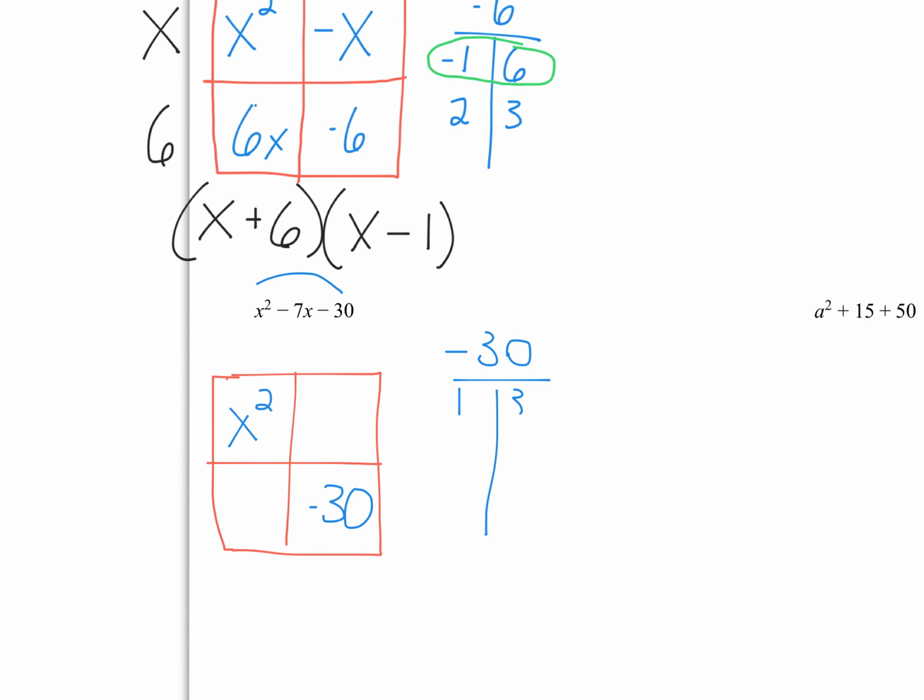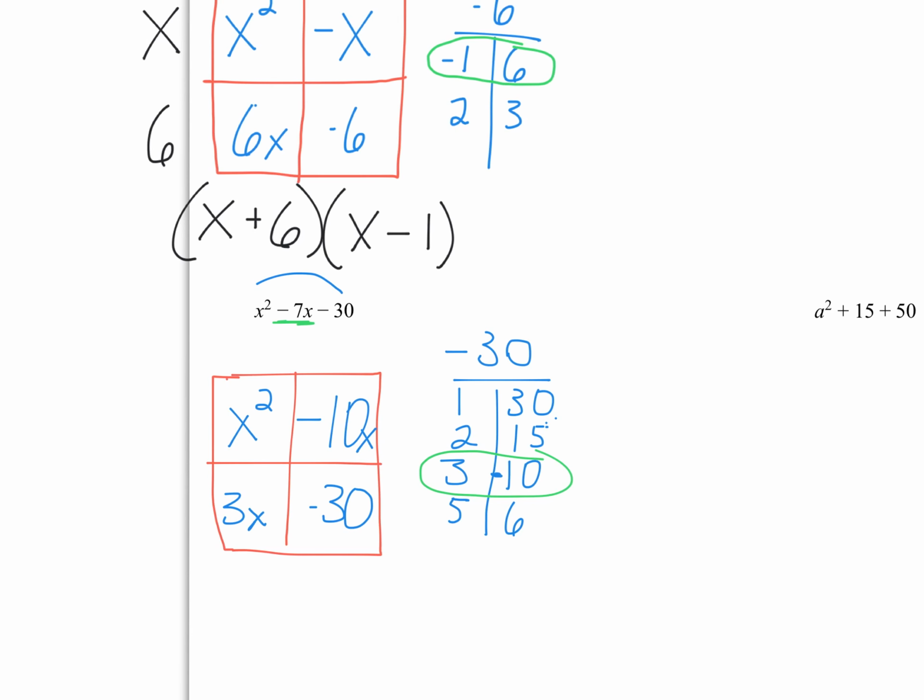We got 1 and 30, 2 and 15, 3 works, 3 and 10, and then 4 doesn't, 5 does, 5 and 6. The key is these have to add to -7, and we know one of these has to be negative. So the first isn't going to work, the second isn't. It looks like the 3 and 10, if we make that 10 negative, that's going to add up to -7. So these are the numbers we want to split it into. I'm going to write -10x and 3x. Again, it doesn't matter if I put the 3x up there or down here.